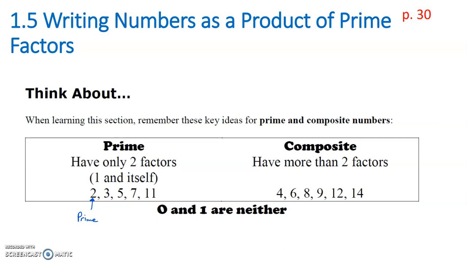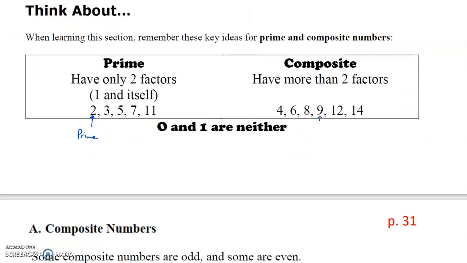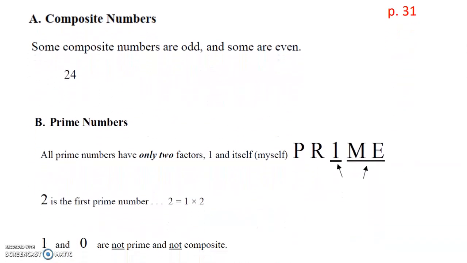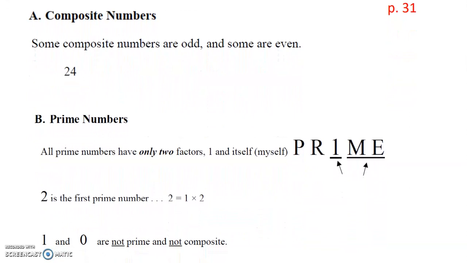So it has no factors other than 1 times 2. And then we can look at other prime numbers like the number 3, 1 times 3, 5, 7, 11. Certainly you will notice that a lot of prime numbers are odd numbers, except for the number 2. Composite numbers, though, don't be tricked that they're all even numbers, because look at a number like 9, right? 3 times 3 is 9. So there's lots of odd numbers that are composite numbers as well. So, for composite numbers, some are odd, some are even.